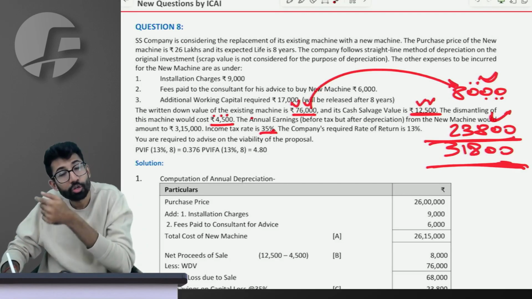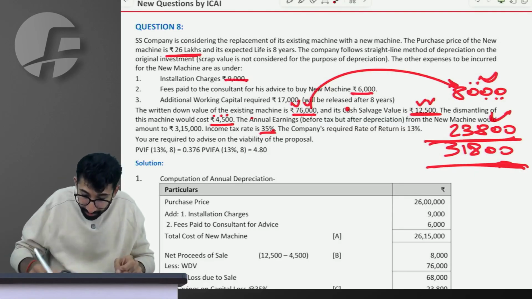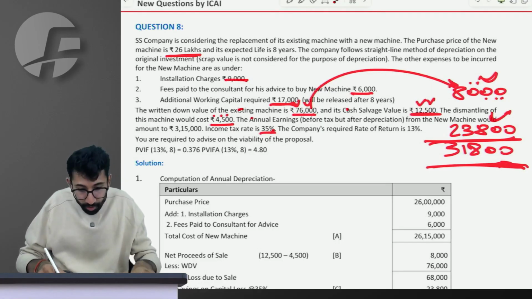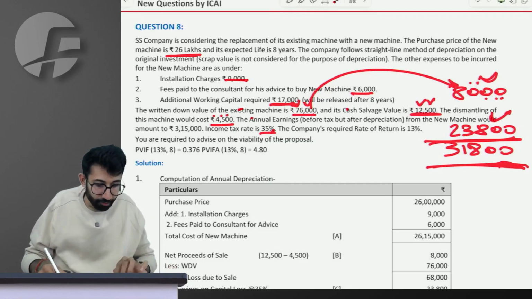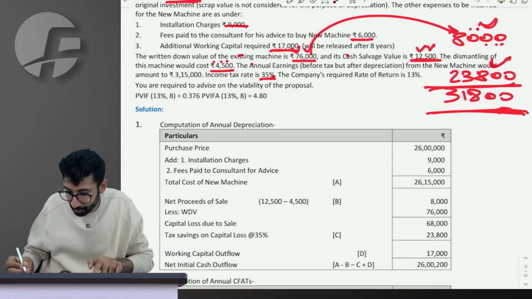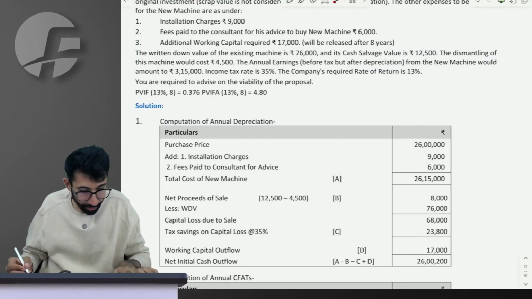What about the cost of buying the new? Sir, 26 lakhs plus 6 plus 9 plus 17 as my working capital. 26 lakhs, which in terms of 1000 is 2600, plus 9 plus 17 plus 6. Wait. Give me 2658 as my investment, and the net amount of investment is, where is the net amount of investment? I have to tell you. So give me a minute.